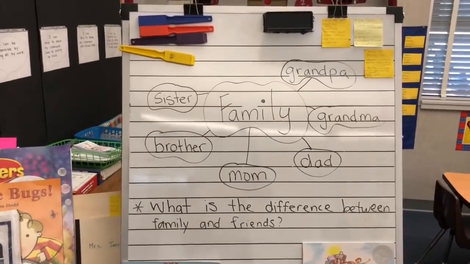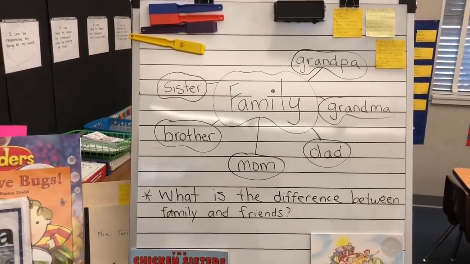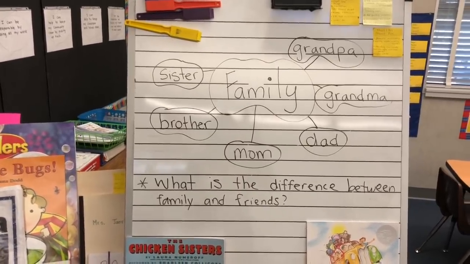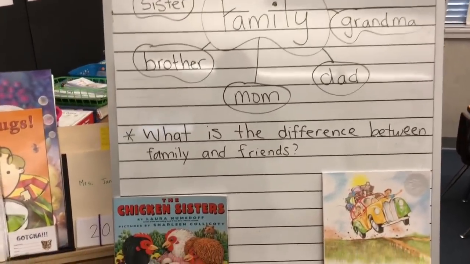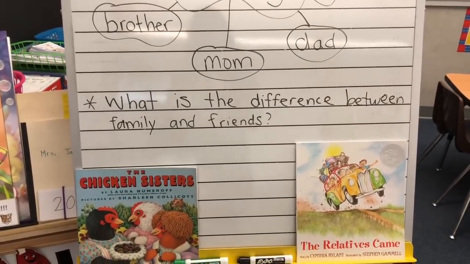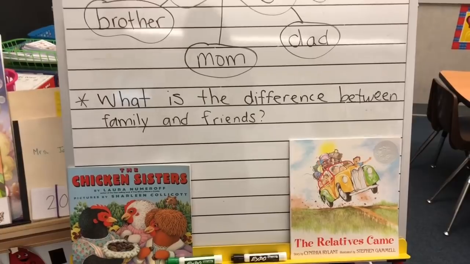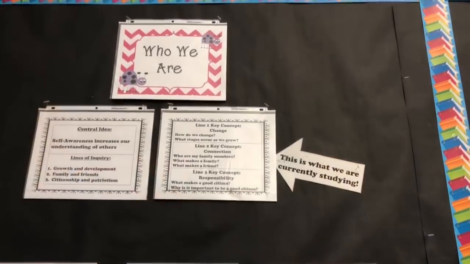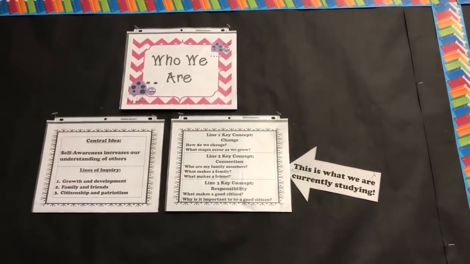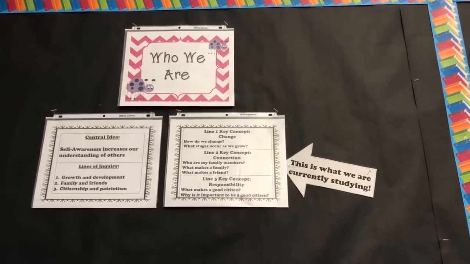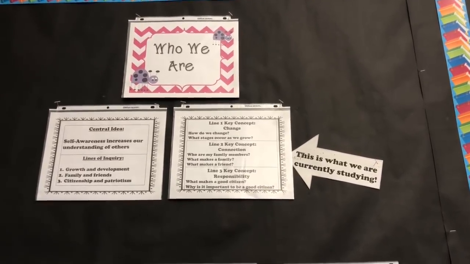They can always use this to refer to, and we always use it when we talk about our topic, and we refer to it during our discussions. I also have a guiding question that comes up when I'm teaching. So the one I came up with this week was, what is the difference between family and friends? So we'll keep coming back to that, and we'll keep talking about it throughout the week. So again, Who We Are is our big umbrella theme, and within that we have lines of inquiry. So we're on our second one, which is family and friends.